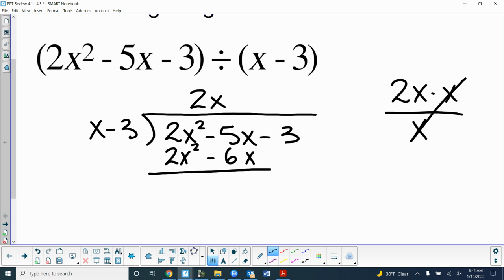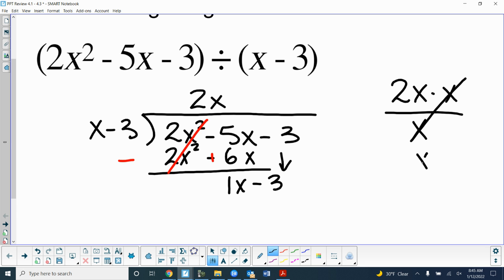All right. So when I subtract, what happens to this minus 6? Makes it plus, right? Because it's minus a negative. Right? So it's negative 5x plus 6x, which is 1x, right? And then bring down the minus 3. Then we start over again.